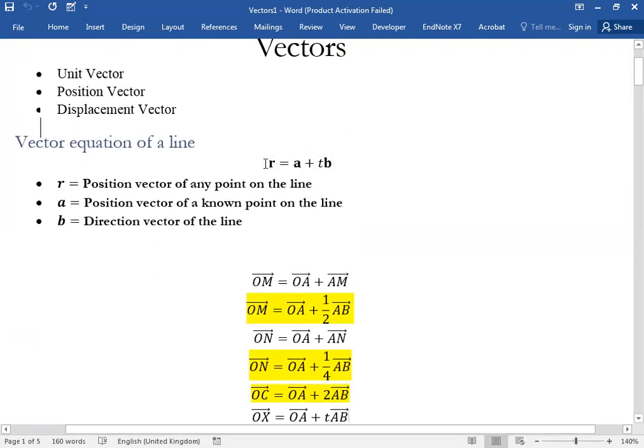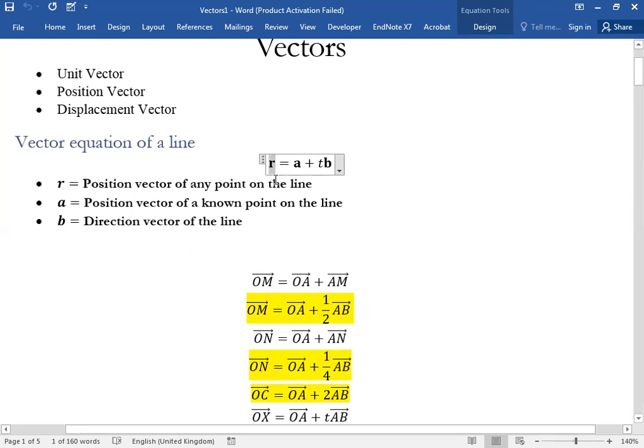So now summarizing this, we come to the vector equation of a line, which is written in this form. Remember, R, A, and B are vectors. What is R? It is the position vector of any point on the line. Just like in a straight line equation, we have y and x, which can be any points on the line. So similarly, R is the position vector of any point on the line.